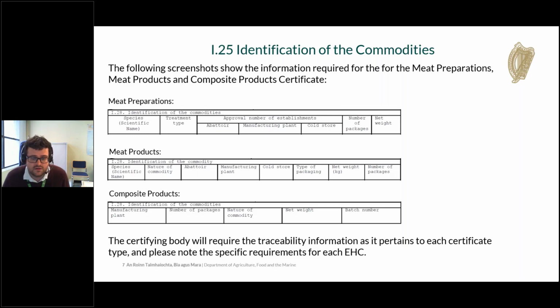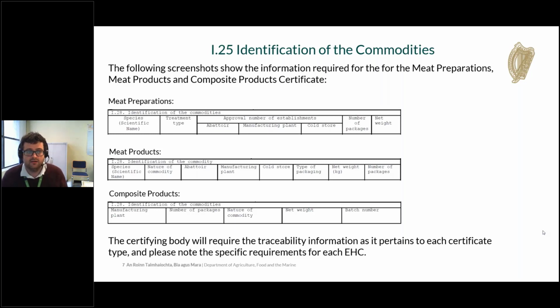And again, the certifying body will need traceability information, essentially the traceability information that you used to enter that batch number. They'll need to have that record or they'll need to have the capacity to check that information. So just note that for all of these fields, the certifying body will need the information that you used to insert the relevant approval numbers. But again, it does not matter who in the chain inserts those approval numbers, whether it's the processing plant, the cold store, the abattoir. Traces is quite neutral in that respect.